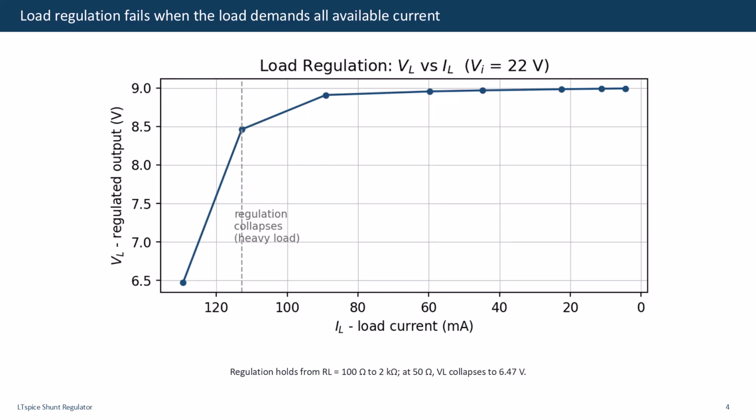The practical conclusion is important. A shunt regulator is simple and tolerant of a short circuit, but it has a maximum useful load current and continues to dissipate power even at light load.